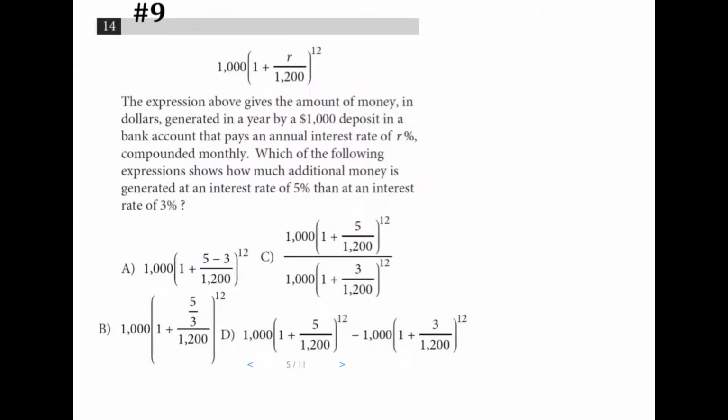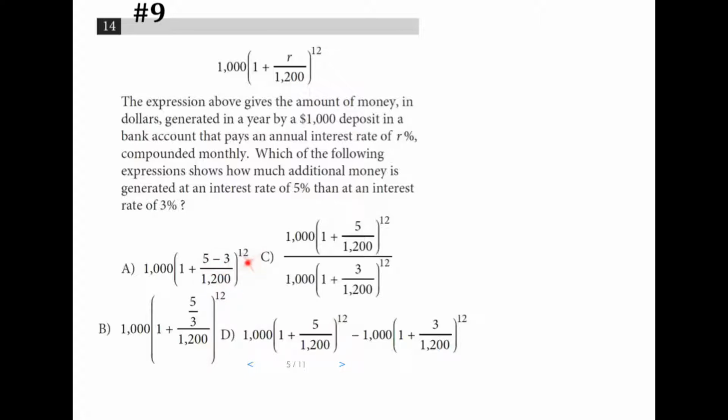Number 14. The expression above gives the amount of money in dollars generated in a year by a $1,000 deposit in a bank account that pays an annual interest rate of R%, compounded monthly. Which of the following expressions shows how much additional money is generated at an interest rate of 5% than at an interest rate of 3%? Choice A is tempting because we see 5 minus 3, the subtraction of the two interest rates. It seems like that would be the right answer.